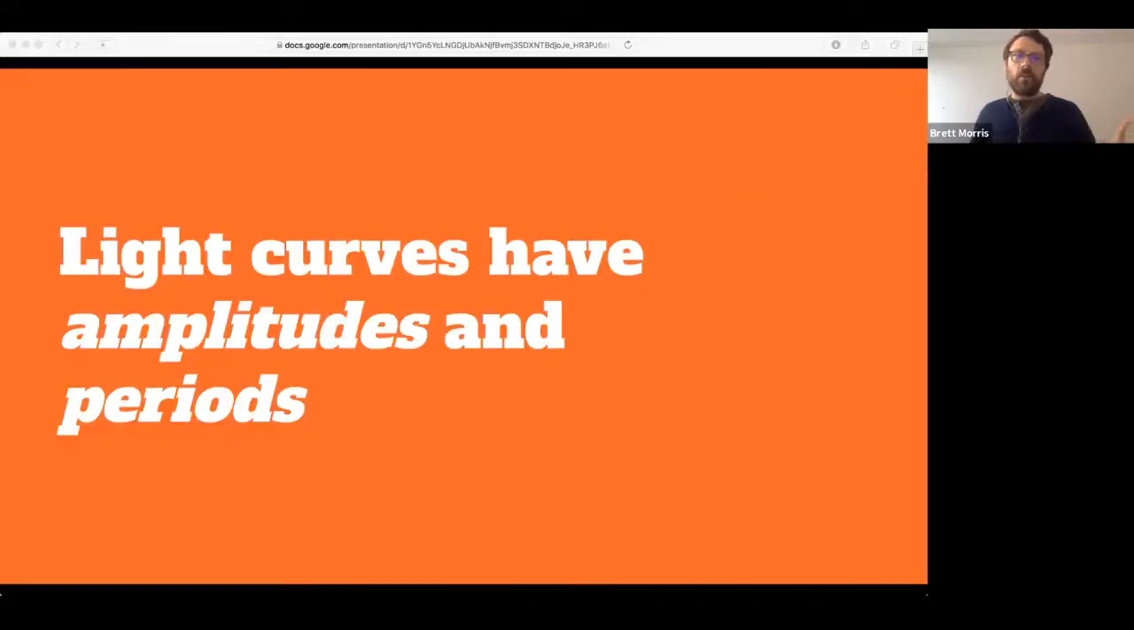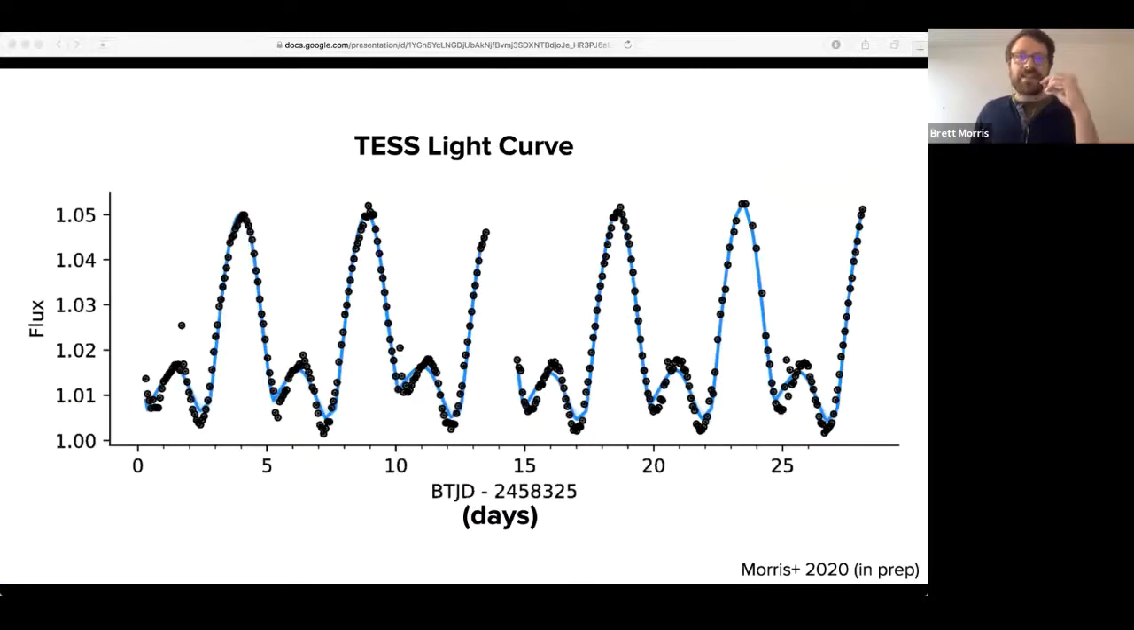Now, let's talk about what we actually observe. So in light curves, we have two main properties that are easy to measure. Let's look at a real light curve and see what they look like. This is the TESS light curve of a star called AU Mic. AU Mic is an M1 star, so this is not a star like the sun. And that's interesting because M stars have more activity than sun-like stars do.